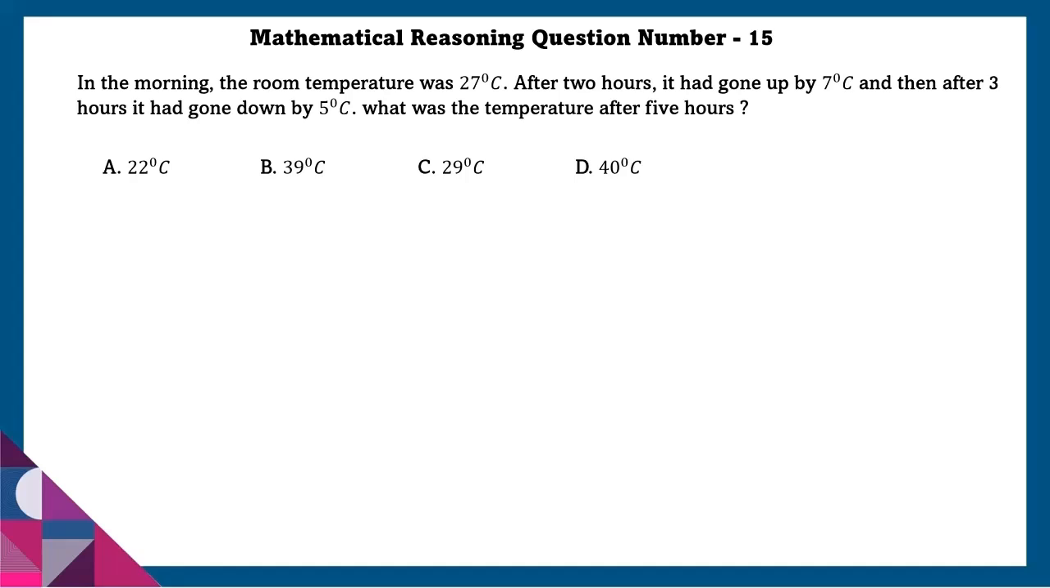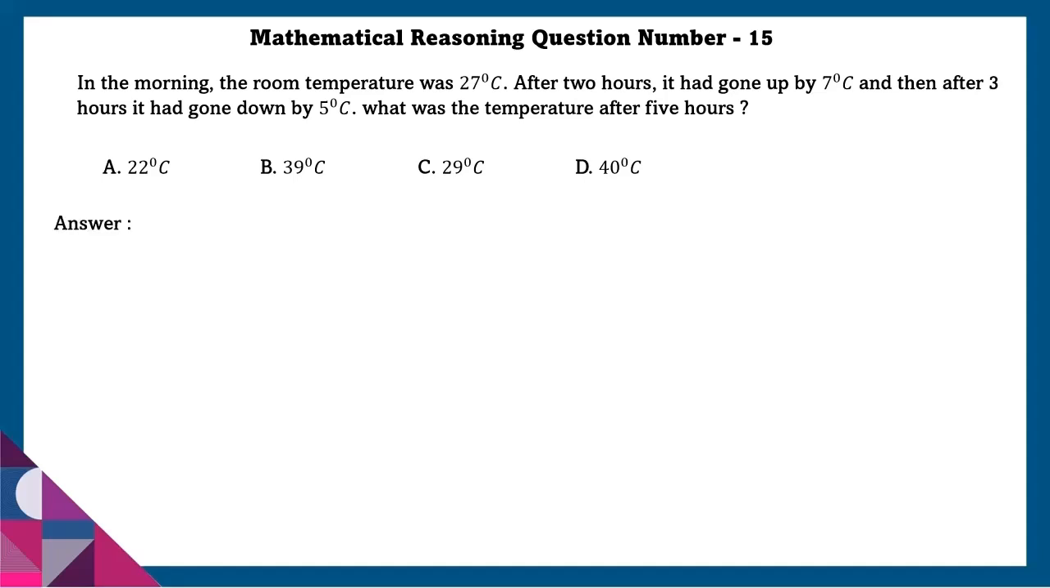Mathematical reasoning question number 15. In the morning, the room temperature was 27 degrees Celsius. After 2 hours, it had gone up by 7 degrees Celsius. And then after 3 hours, it had gone down by 5 degrees Celsius. What was the temperature after 5 hours?